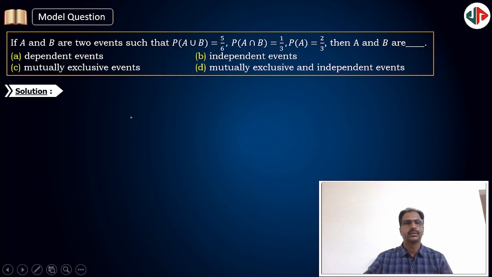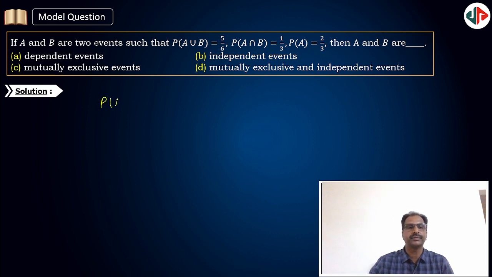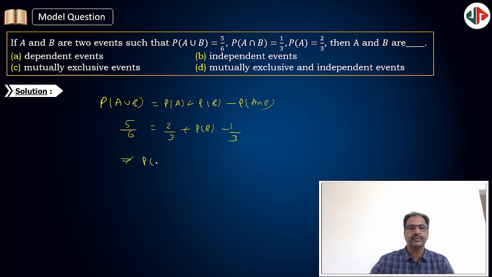Next question. If A and B are two events such that P of A union B is 5 by 6, P of A intersection B is 1 by 3, and P of A is 2 by 3, then which type of events are A and B? What is the formula for P of A union B? P of A plus P of B minus P of A intersection B. So 5 by 6 is equal to 2 by 3 plus P of B minus 1 by 3. From this, P of B is equal to 5 by 6 minus 1 by 3, which is 1 by 2.